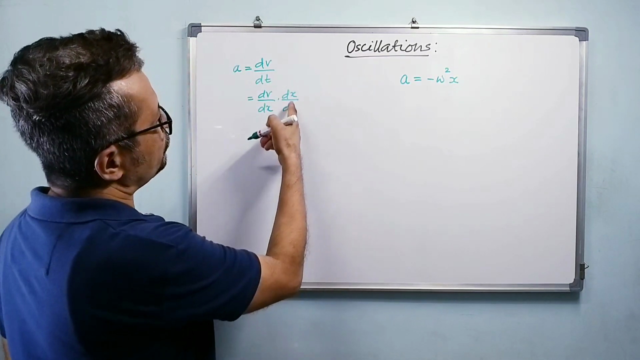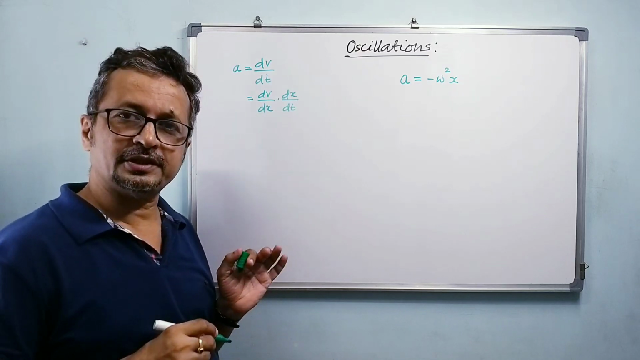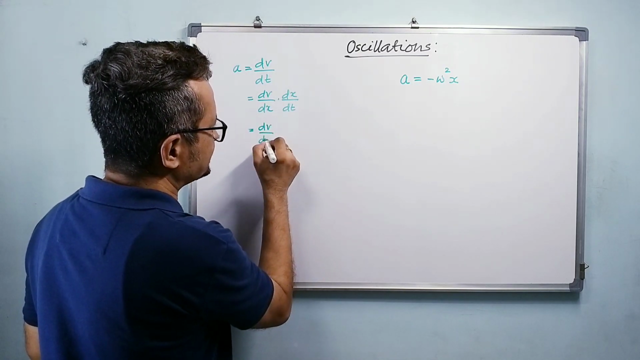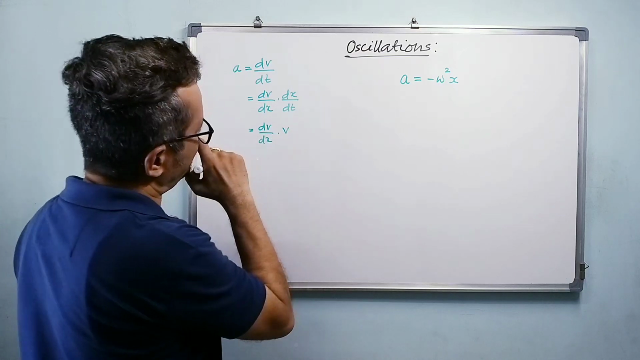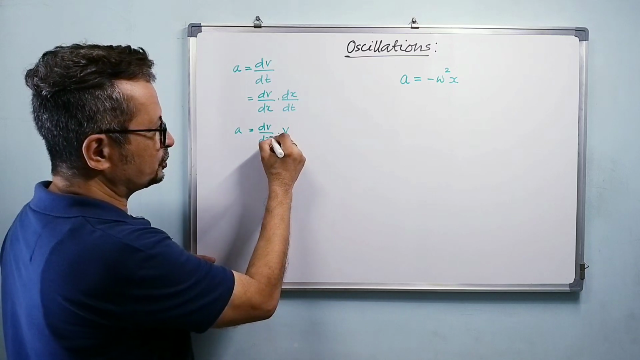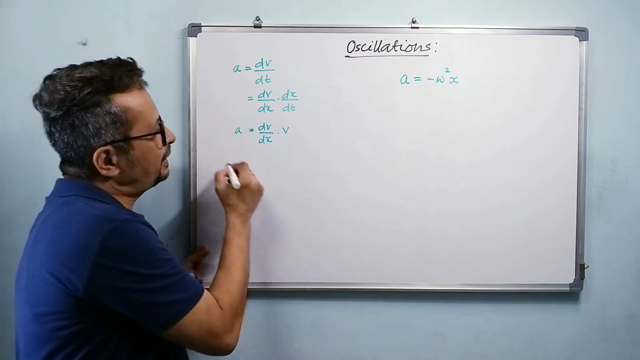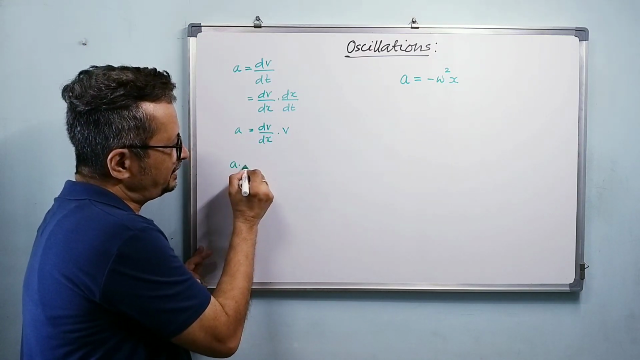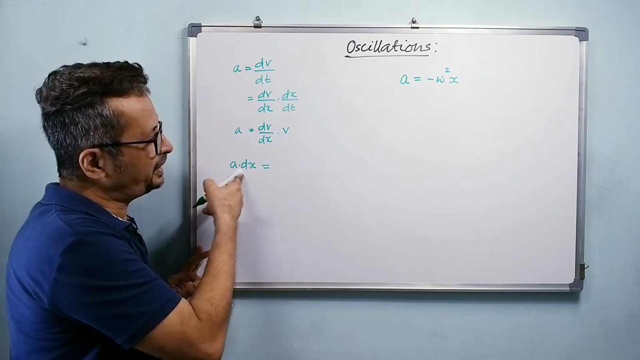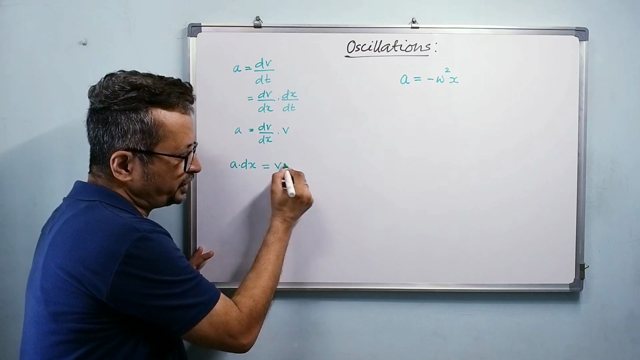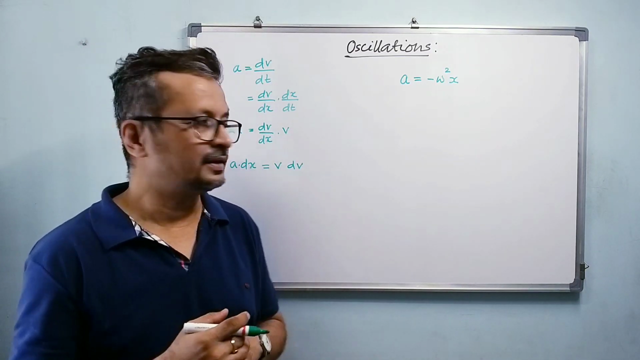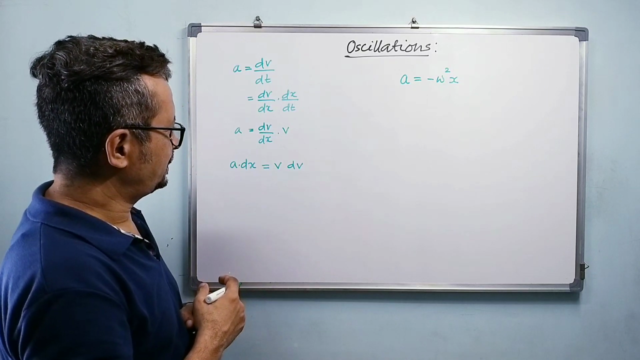Okay, so now what is my dx by dt? Is it not my velocity, right? So I would say that dv by dx into v, correct, and that is my a, right? So can I write something like this? a dx is equal to v dv, correct?